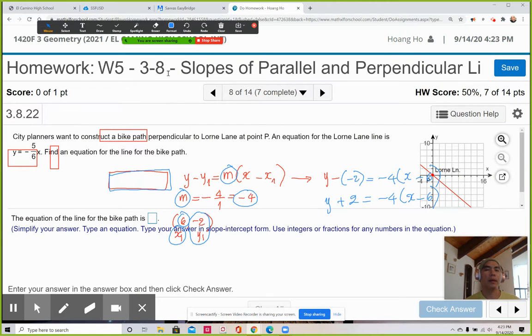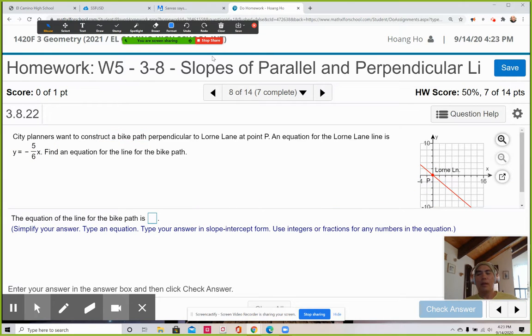All right. Clean this up. Now they give you the graph right here. They ask you to write the equation of the line y equals negative 5 over 6x. Find the equation for the line for the bypass, but the bypass is perpendicular. Perpendicular. All right, so that's important. So the slope right here is negative 5 over 6. So for the new line, the slope should be positive 6 over 5.